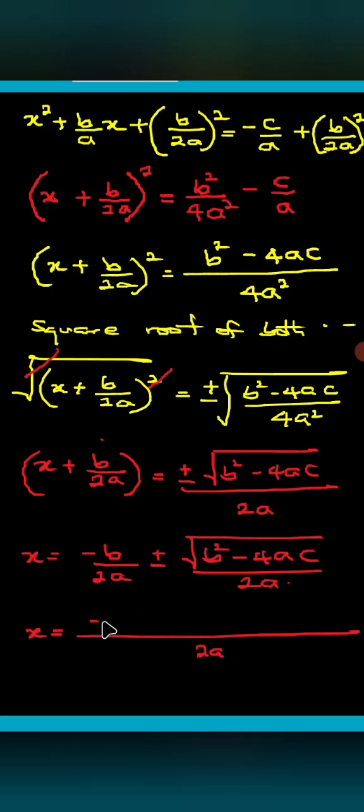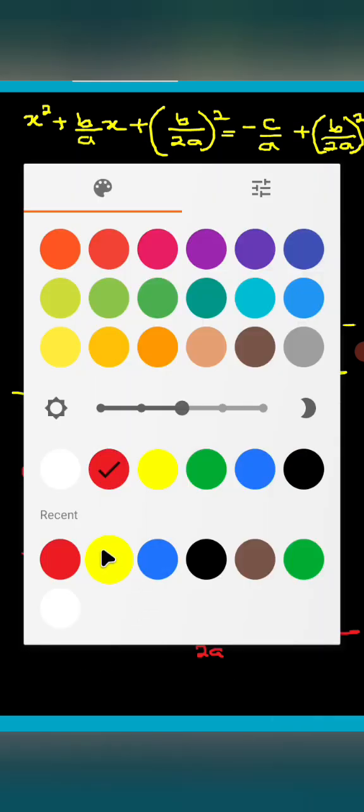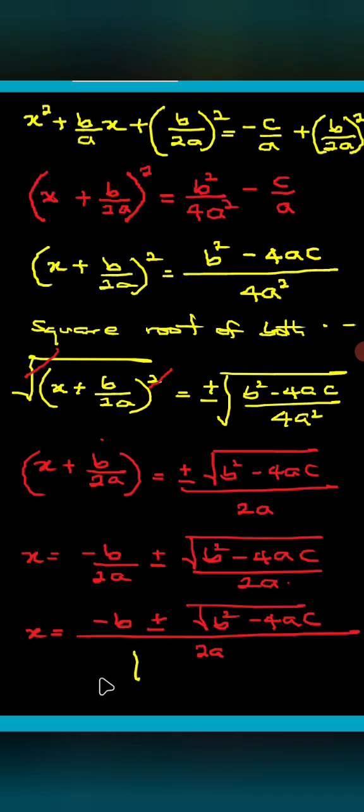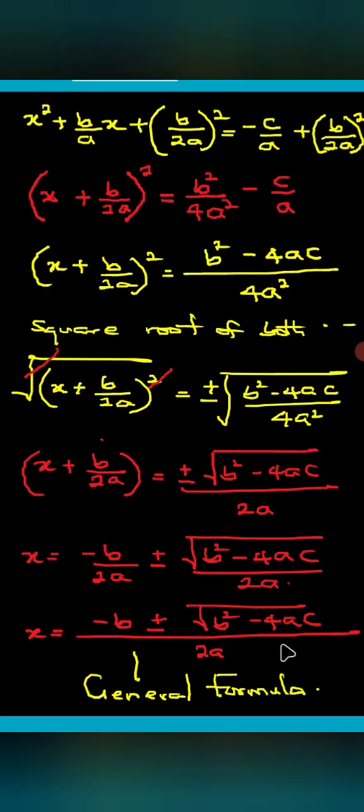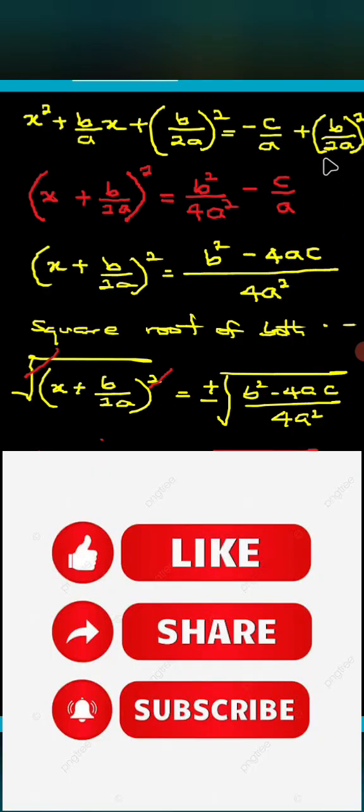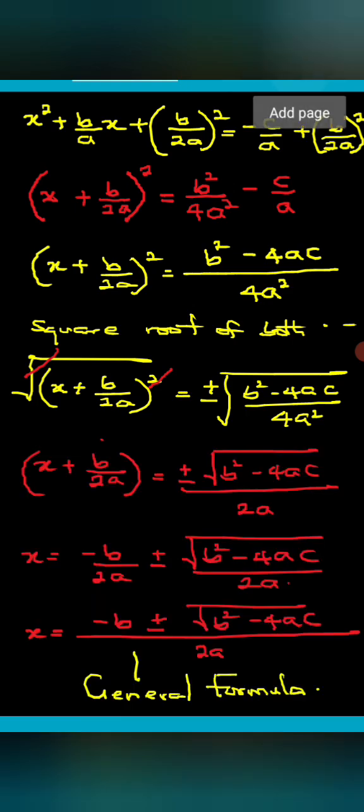2a into a will give us 1, so we have minus b plus or minus square root of b squared minus 4ac. And what we have as this end result here is what we know as the general formula. Most people call this the almighty formula, but we call it the general formula here. So this is the general quadratic formula. But the method we use to arrive at this is called the completing the square method. So let's do a question using the completing the square method to round this up.